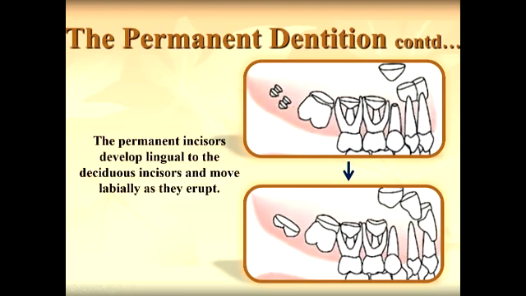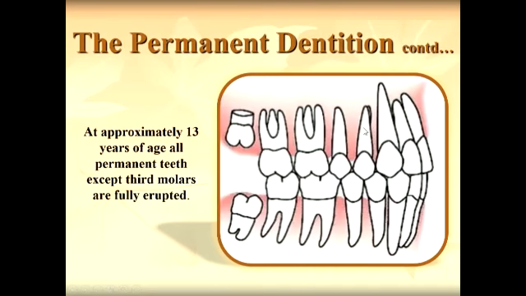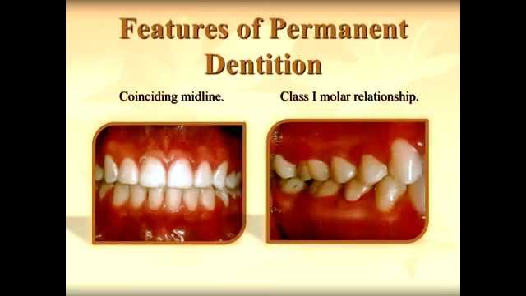In the permanent dentition, the incisors develop lingually to the deciduous incisors and move labially as they erupt, as shown here. The premolars develop below, diverging the roots of the deciduous molars. At approximately 13 years of age, all permanent teeth except the third molar are fully erupted.